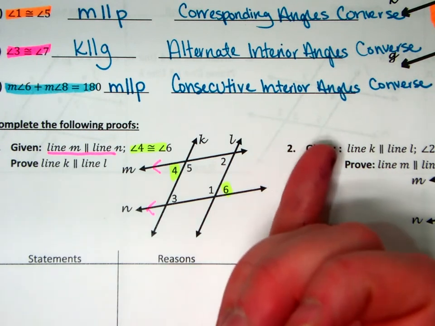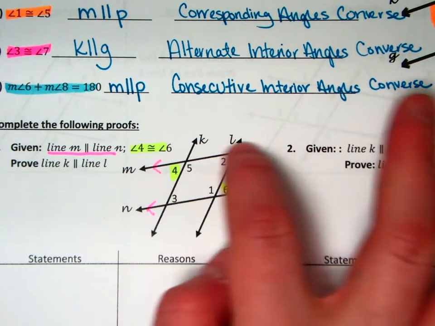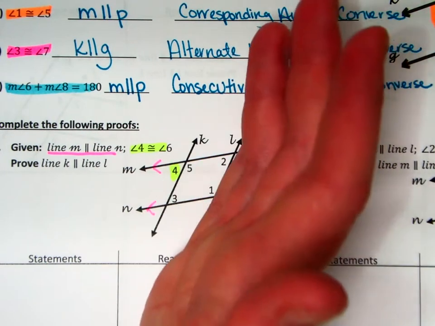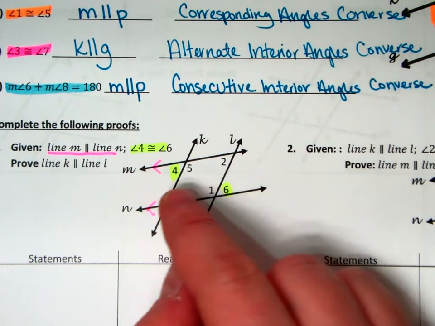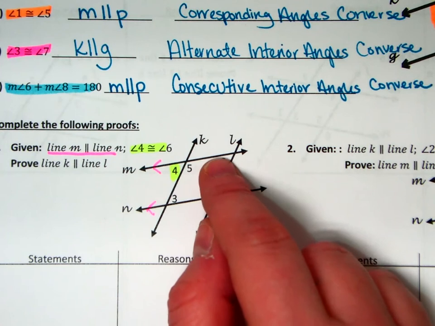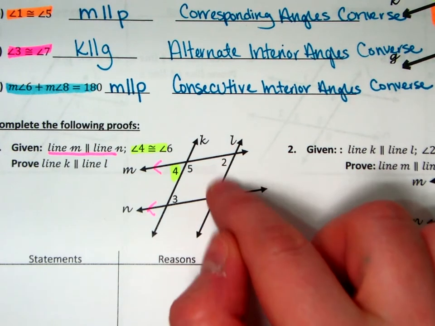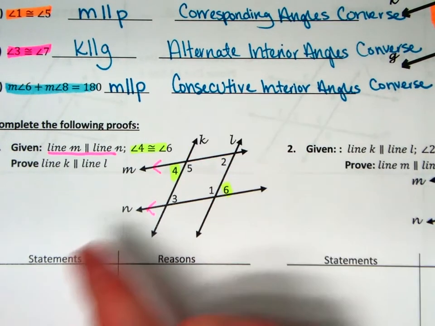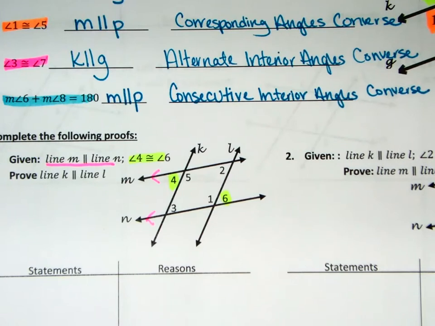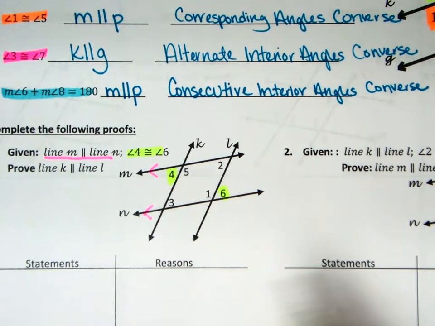I can't use lines K and L, so I've got to be on either this transversal or this transversal. I can use 4 to 3 for alternate interior angles, or I can use 6 to 2 for alternate interior angles. Like, I could use angles 2 or 3. They're either alternate interior angles on line L or alternate interior angles on line K. Pomeroy's got it now. Not enough coffee yet this morning.